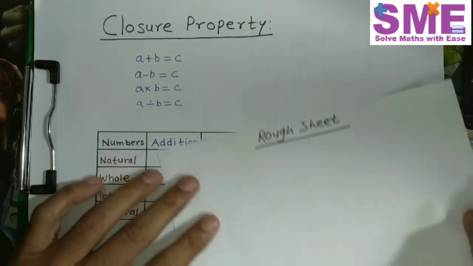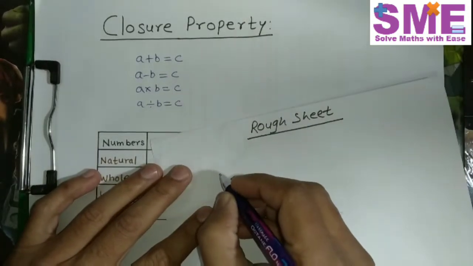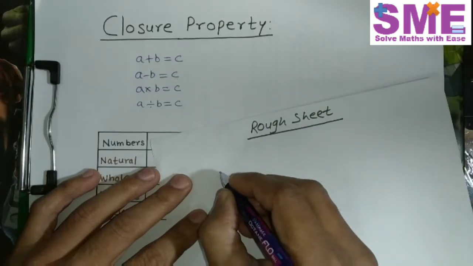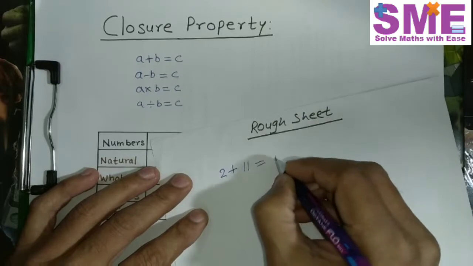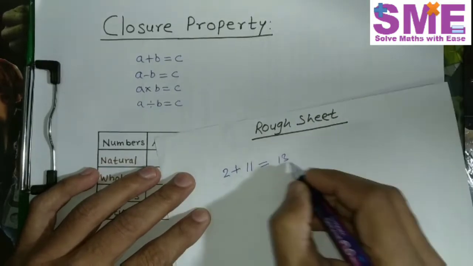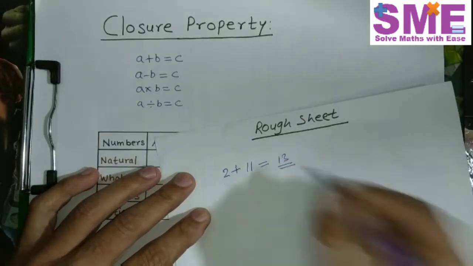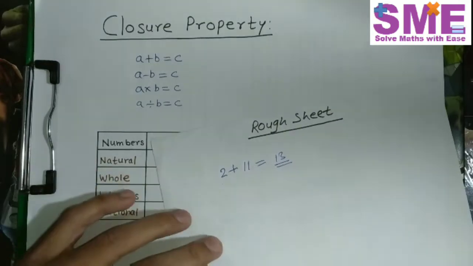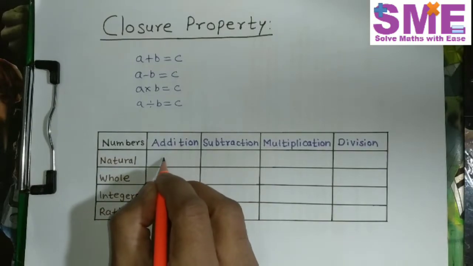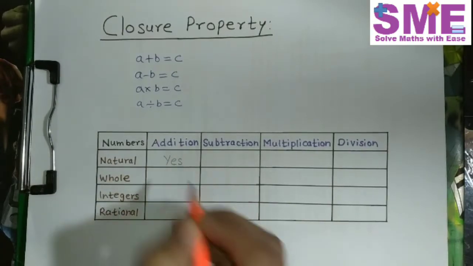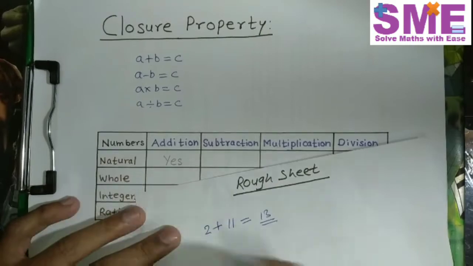Suppose I add any natural number, say 2 to 11, the sum will be 13. So you can see the sum is also a natural number. So we can say that natural numbers are closed under addition. So we can say yes. Now let us check for subtraction for natural numbers.